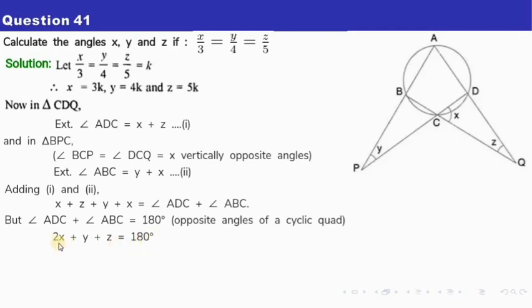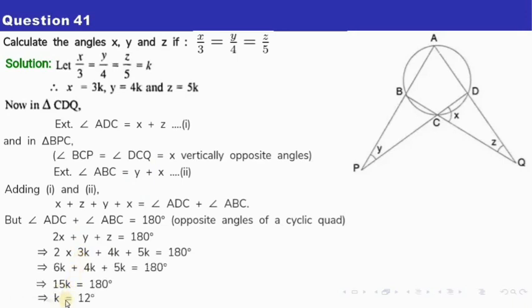Now we know that x is 3k, y is 4k, and z is 5k. So let me put the values in and simplify it. After simplifying, you will get k equal to 12 degrees from here. After getting k, at last we need to find the values of x, y, and z. So we will put the value of k here in order to get x, y, and z.